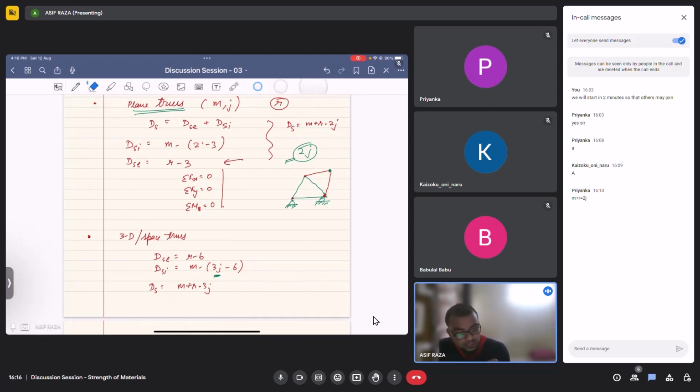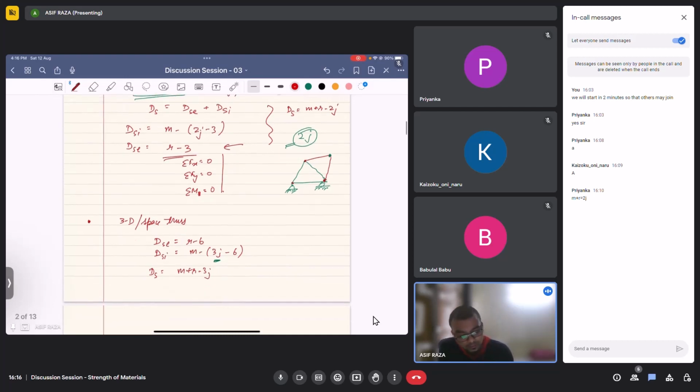That's why it comes into the calculation of internal static indeterminacy. Okay, this is the simple thing: R is the number of unknowns, minus 3 is the number of equilibrium equations present in the system. So similarly, in the space truss, what will happen?